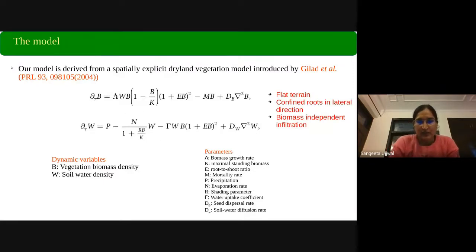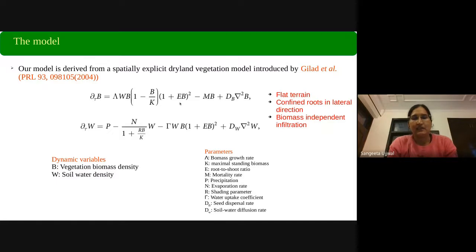Now if we look at the terms in these two equations more carefully, first in the equation for biomass, the first term, this capital lambda, represents the biomass growth rate. Capital K represents the maximum standing biomass. All these parameters are specific to a particular plant species. So there is a maximal biomass that a plant can attain. It cannot grow beyond that. That is represented by this factor K.